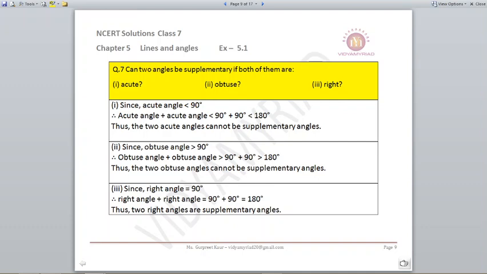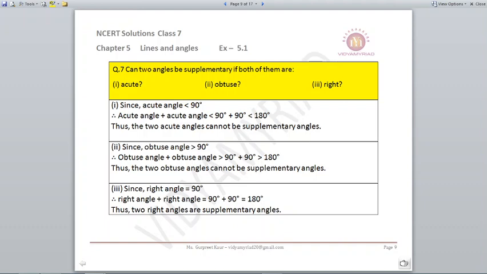that is right angles, it's very clear. Now if I take angles less than 90 degrees, or acute angles, suppose I take an angle of 50 degrees, and there are two acute angles, let it be 50 degrees, let it be 60 degrees. So 50 plus 60 gives you 110. They are not supplementary angles. So we can say that two acute angles cannot be supplementary angles.